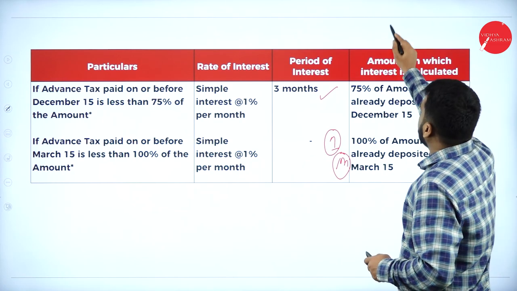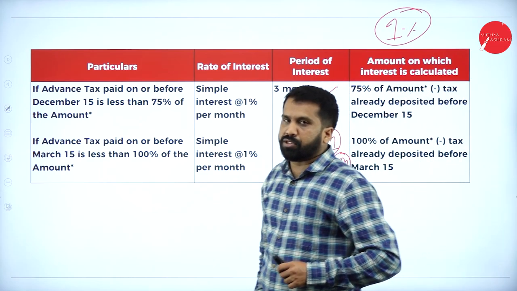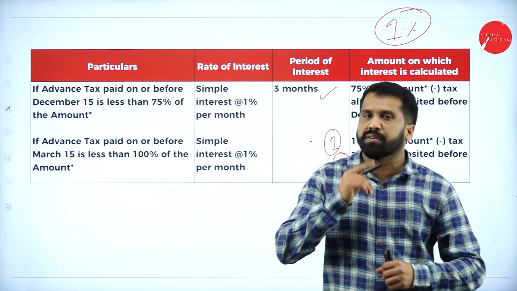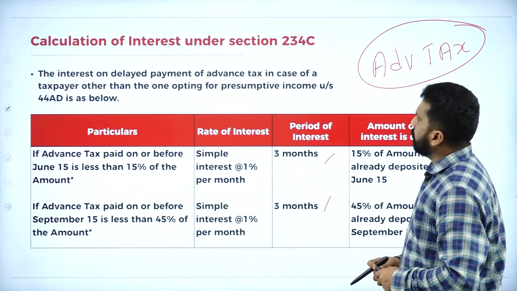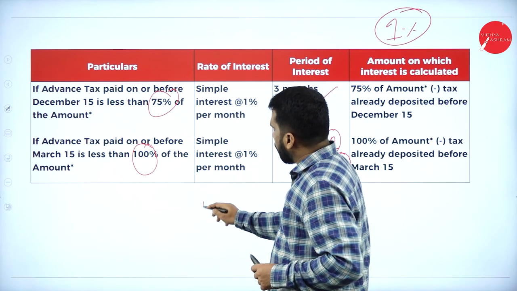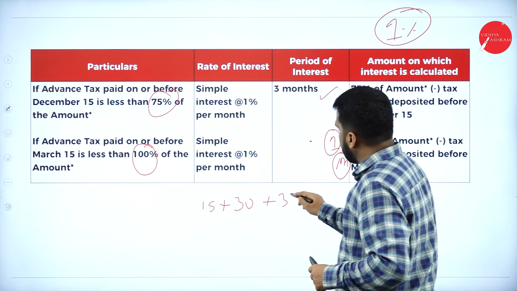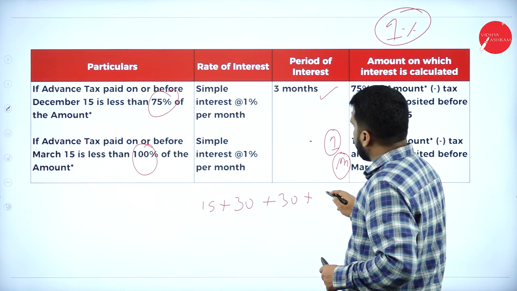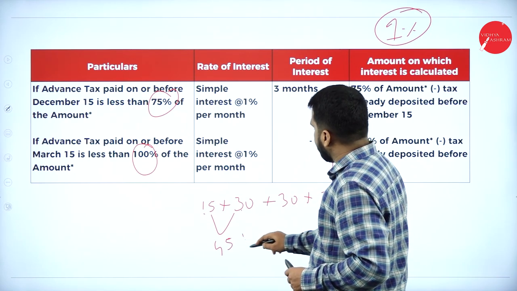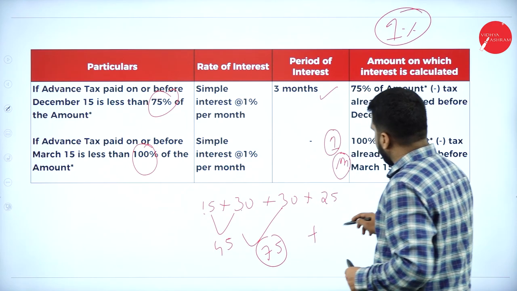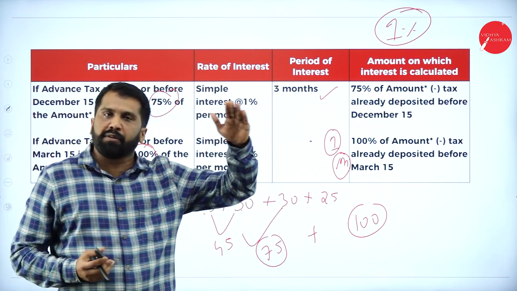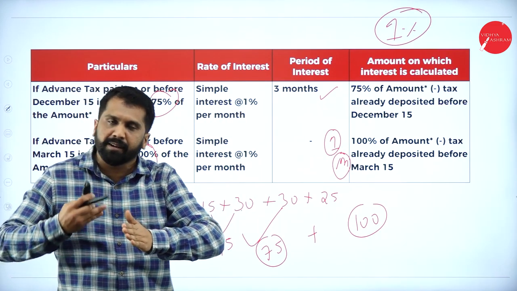What is the percentage? The percentage is 1%. You are supposed to pay your advance tax. If you have not paid properly, then you have to pay interest on that. What is the interest? 1%. On what value? The difference value. The percentages will be 15, 45, 75, 100. What is this? 15%, 30%, 30%, and the last one is 25. 15 plus 30 is 45. 45 plus 30 is 75. And 75 plus 25 is 100. Nothing but the same. We used to calculate 15, 30, 30, 25, but here they have added 15 plus 30, 45 plus 30, 75 plus 25, 100.